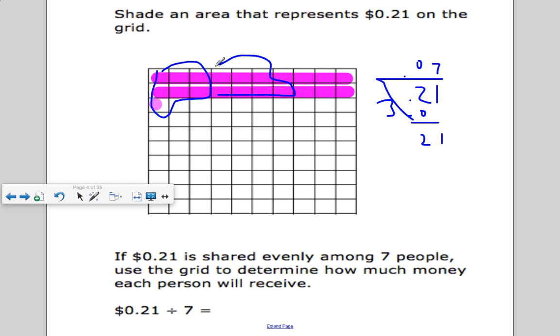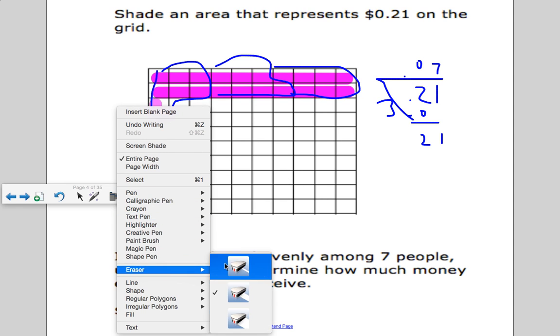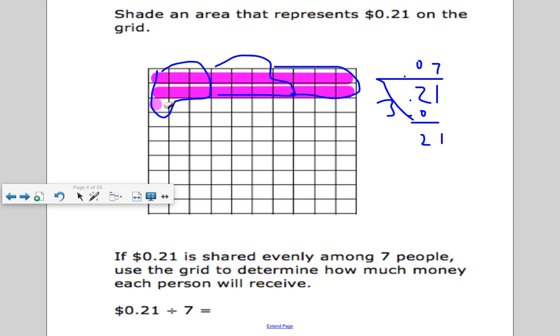7 cents and 7 cents. So 21 cents is equally... Oh, I'm going to redo that again. I did not read it correctly. I am embarrassed by that.